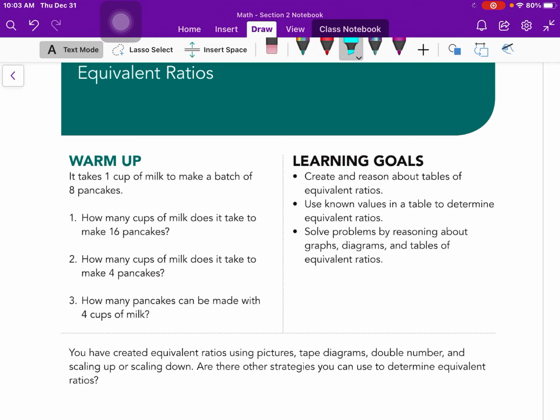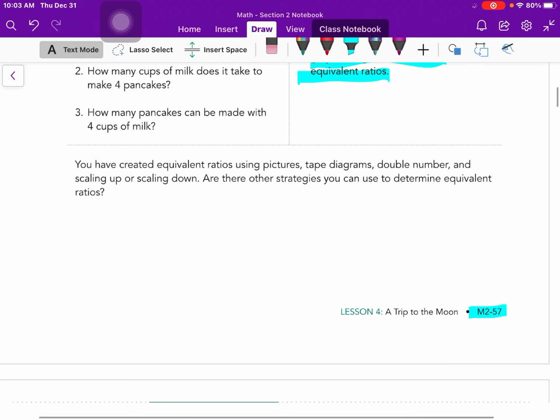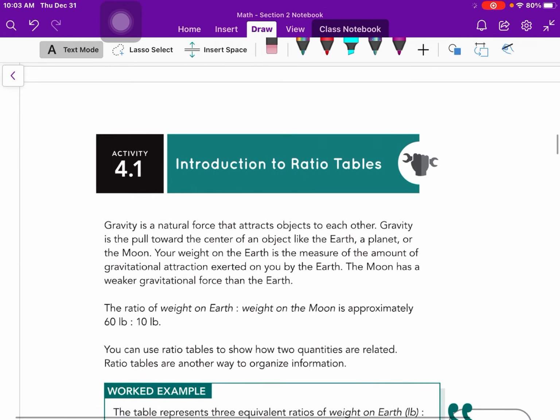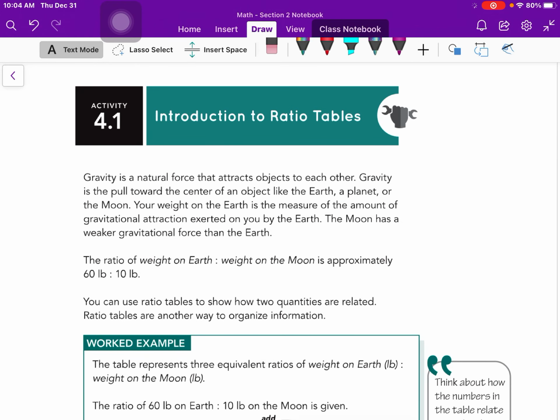and find more information. So in this lesson, we will create and reason about tables of equivalent ratios, solve problems about reasoning. We'll use graphs, diagrams, tables of equivalent ratios. All right, well, let's move on. We're going to skip this getting started, and I want to start right here with 4.1, Introduction to Ratio Tables.